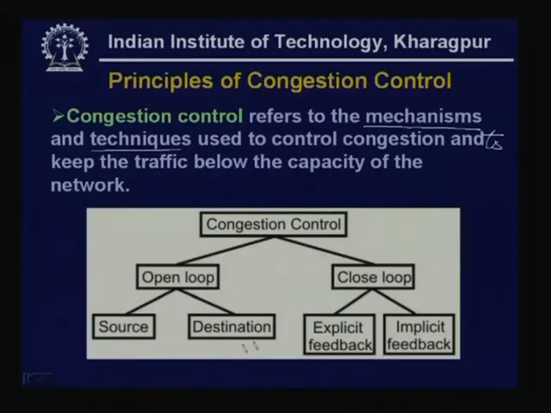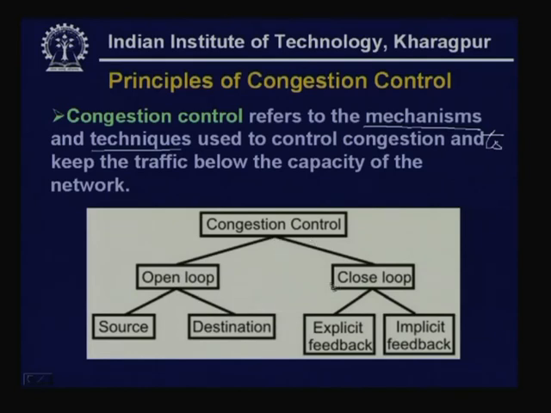That means, who does the control? It can be done by the source. The source will try to control congestion by introducing traffic in a controlled manner, or it can be implemented at the destination. The destination will take suitable measures and inform the source so that the traffic is reduced. So, who does the control is decided by the two different types under open loop congestion control techniques.